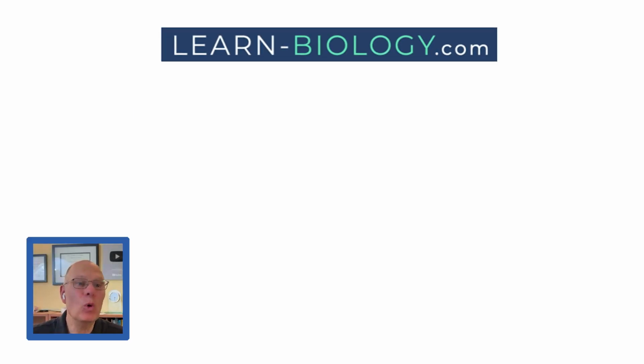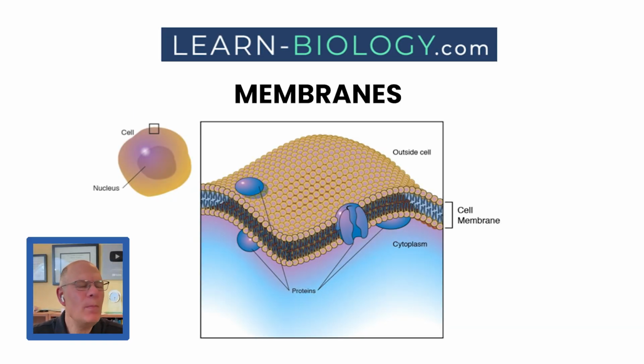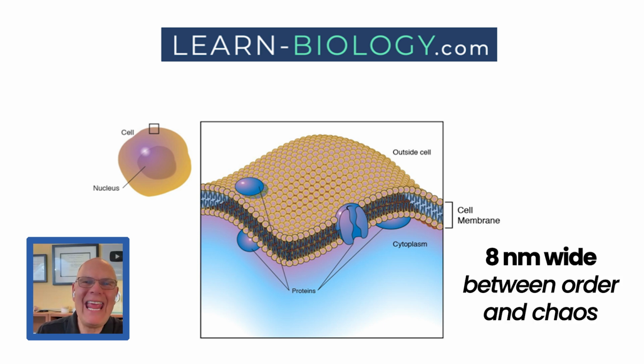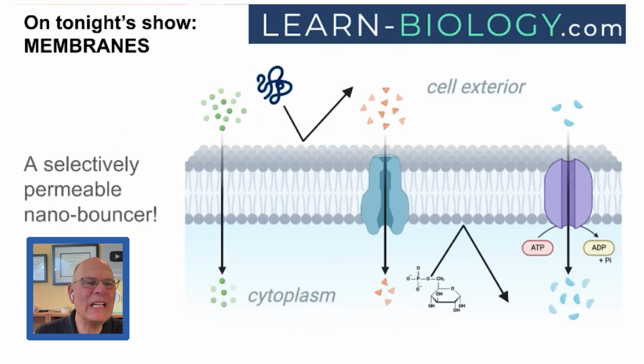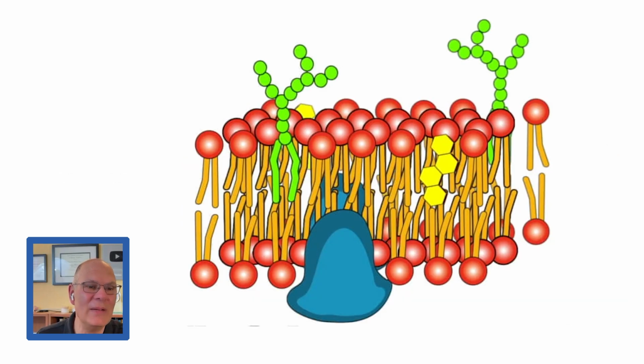Tonight's show, we're going to talk about membranes. Membranes are unbelievably important. They're an incredibly important part of your success in your biology course. And membranes are an 8-nanometer barrier between order and chaos. Membranes are a selectively permeable nano-bouncer, deciding what can enter the cell and what can't, making decisions about who can get in, who can get out, and who is either stuck inside or left on the outside.